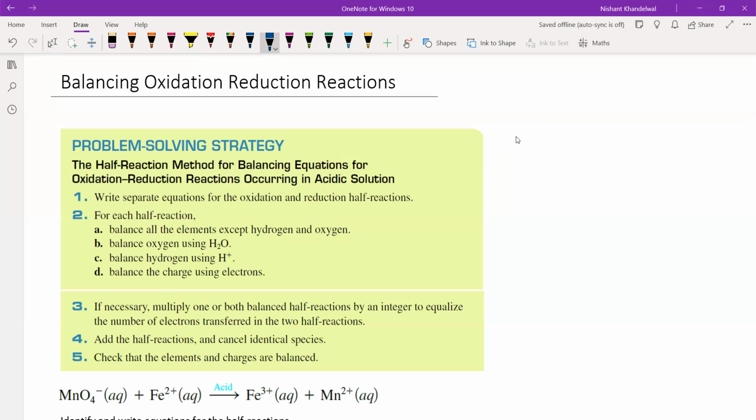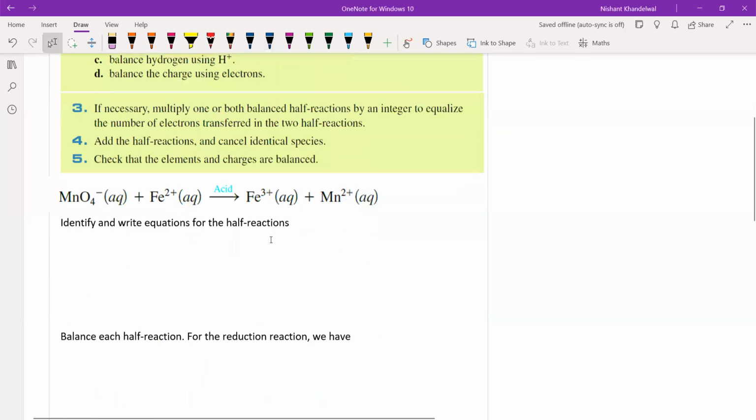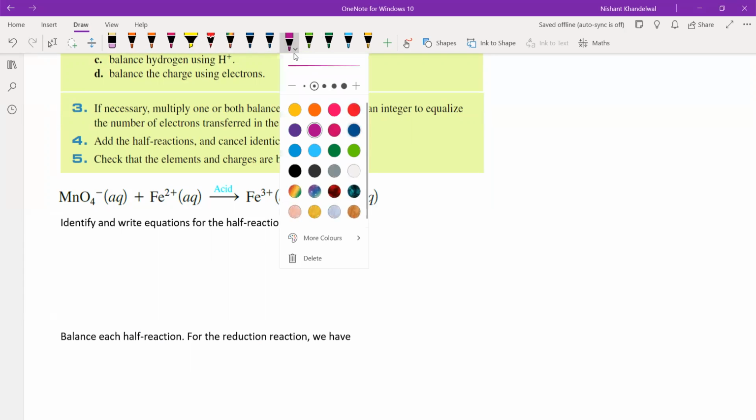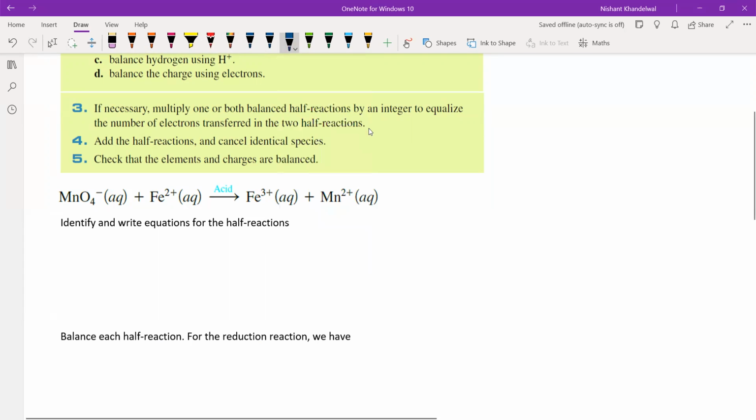You have to identify the species that is oxidized and the species that is reduced, and then do the rest of the work. There is one question given here: MnO4 minus plus Fe2 plus taking place in acidic medium, giving Fe3 plus ion and Mn2 plus. We will apply point number one on this reaction.